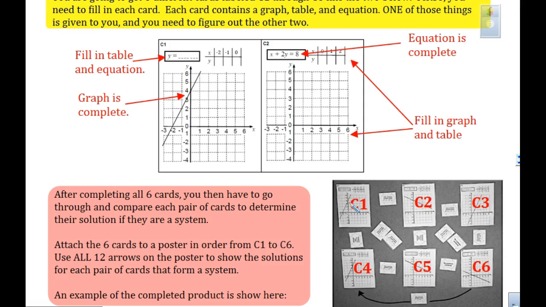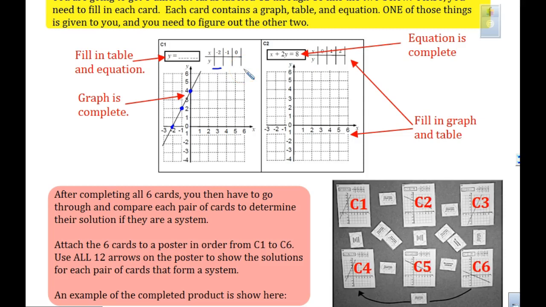So what you have to do is each card is going to have a graph, it's going to have an equation, and it's going to have a table. If it has a graph, can you tell when x is -2 on this graph what the y point is? Can you tell when x is -1 what the y point is? Can you tell when x is 0 what the y is? So you can put those numbers in based on looking at the graph, right?